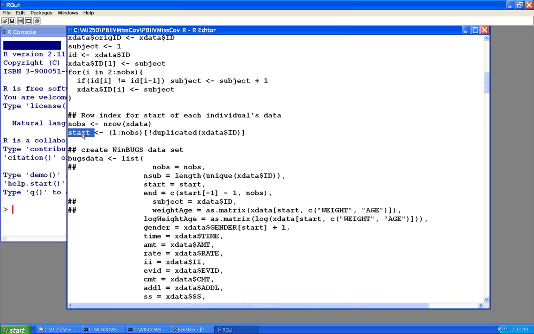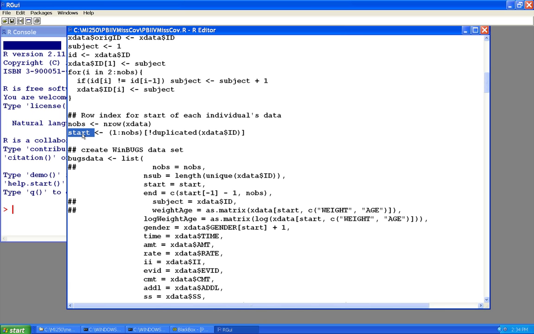Let me make sure I get this articulated well here. What I want for what I'm going to be doing inside the BUGS model, I want to know the index that corresponds to a given subject's first observation within that whole vector of observations. So start is going to be a vector that has a length equal to the number of individuals. Each element in start is going to tell me what the data index is for the corresponding individual. So, for instance, the ith element of start will contain the index for the first data item for the ith individual in here.